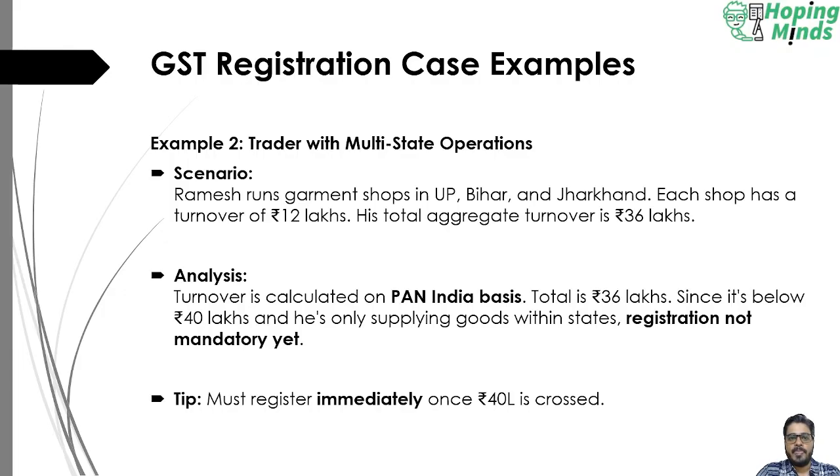Second scenario. Ramesh runs garment shops in UP, Bihar and Jharkhand. Each shop has a turnover of 12 lakh. His total aggregate turnover is rupees 36 lakhs. Will he be required to obtain GST registration? Let us analyze. Turnover is calculated on pan-India basis. Total is 36 lakhs. Since it's below the threshold limit of 40 lakhs, he is not required to obtain the registration. Although he must get registered once the turnover exceeds rupees 40 lakhs.